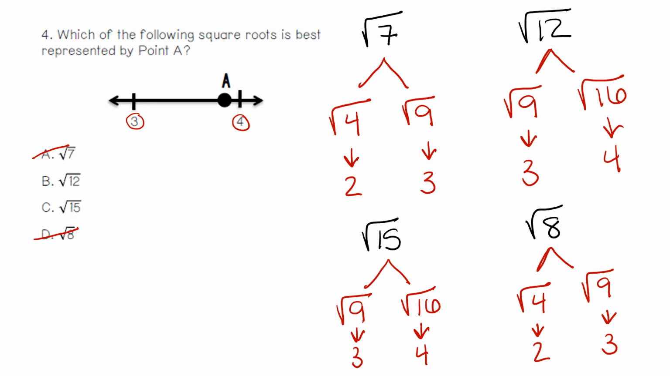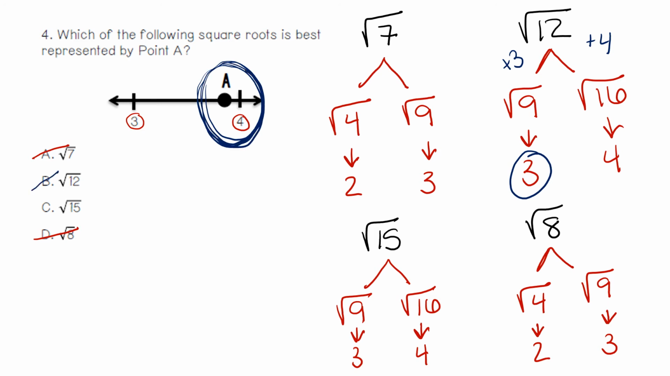Now, to pick which one is better, if we're looking at the square root of 12, to go from 9 to 12, we have to go up 3. To go from 12 to 16, we have to go up 4. So 12 is going to be closer to the 3 value. Point A is closer to the 4 value on the number line, so we are not going to pick B.